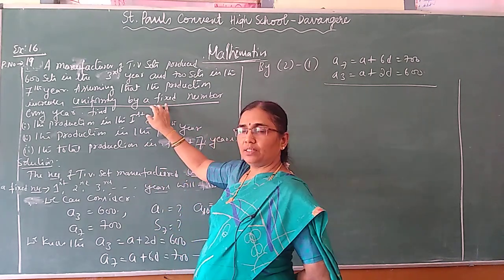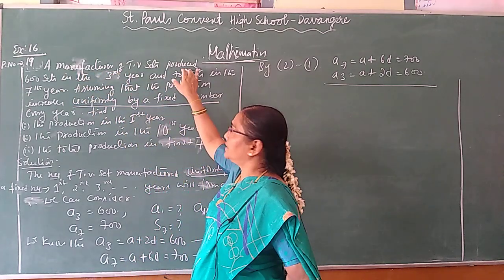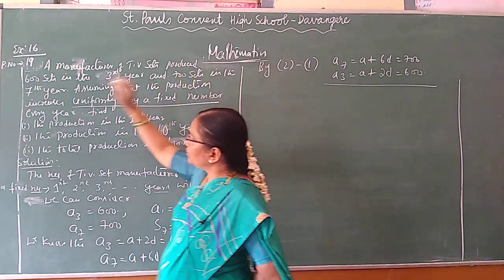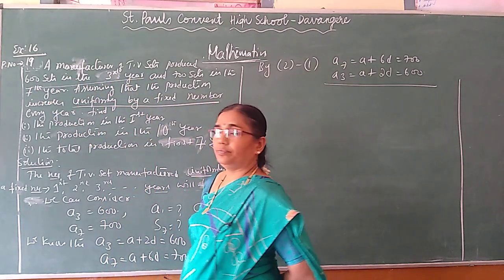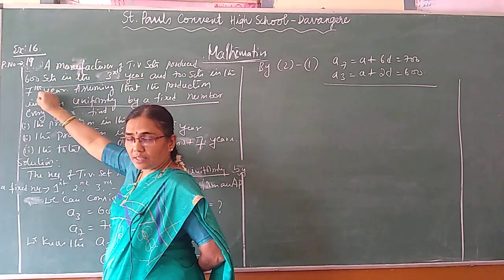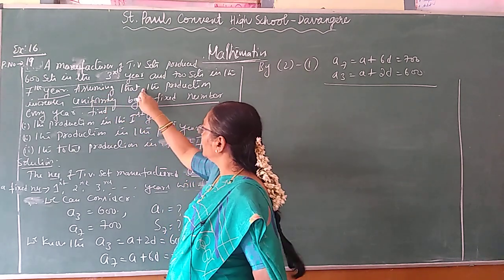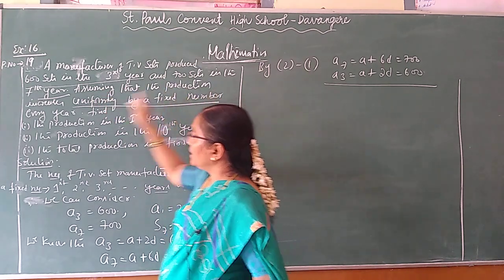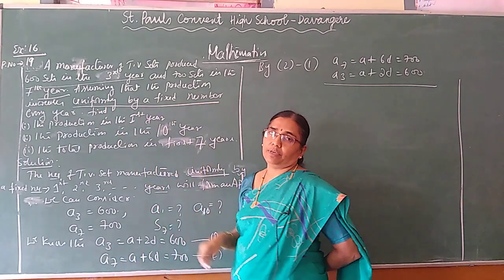So let me read once. A manufacturer of TV sets produced 600 sets in the third year and 700 sets in the 7th year, assuming that the production increases uniformly by a fixed number.